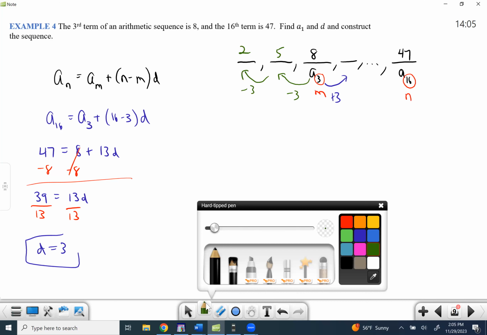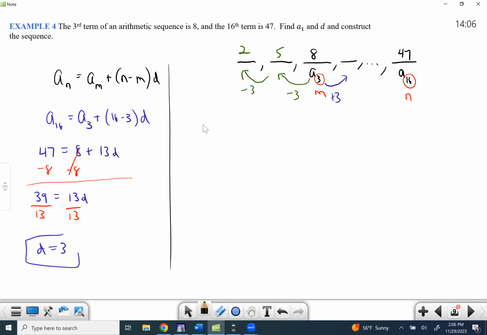But let's say it's really far along the line and it's not just the third term, but it's way further out. Then what you would want to do is revisit this formula, the one that has a sub 1 in it. That makes sense because a sub 1 is what we're trying to find. And you could either use a 3 or a 16, it doesn't matter. Let's say I use 3 because I think the math would be easier. So I'm going to use the third term.